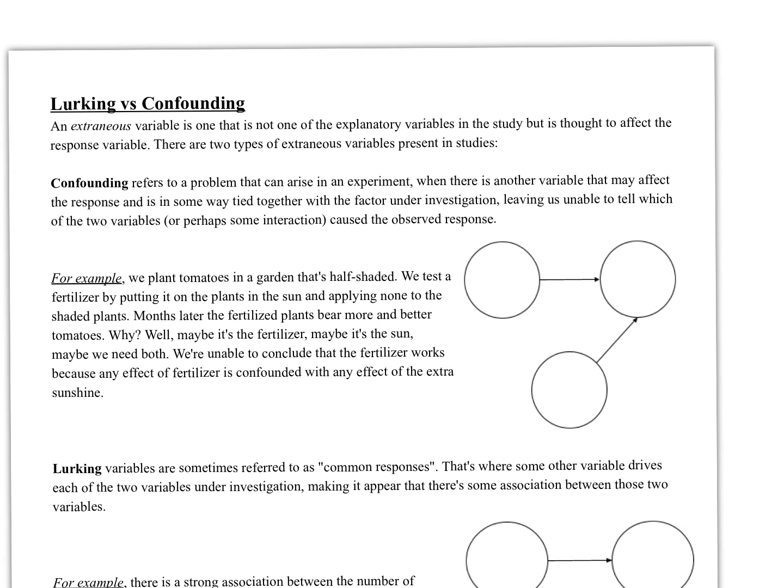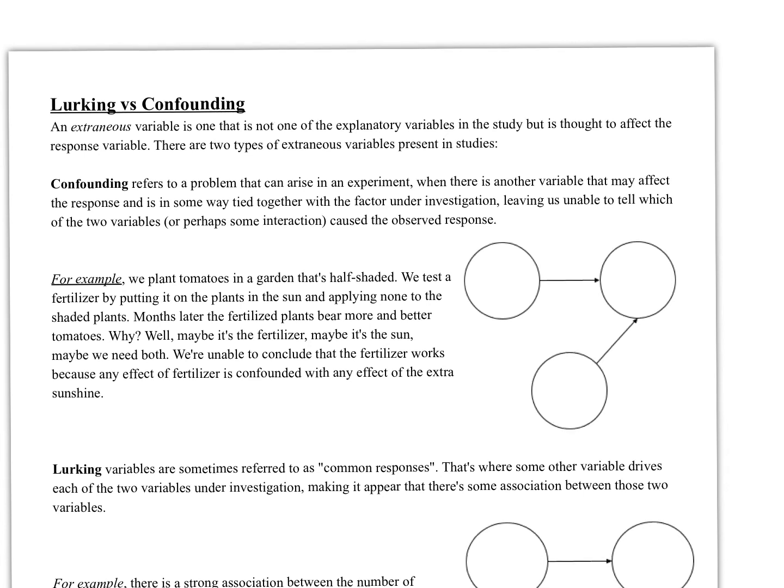So for example, we plant tomatoes in a garden that's half shaded. We test a fertilizer by putting it on the plants in the sun and applying none to the shaded plants. Months later, the fertilized plants bear more and better tomatoes. We want to know why. Well, maybe it's the fertilizer, but maybe it's the sun. Maybe we need both. So we're unable to conclude that the fertilizer works because any effect of the fertilizer is confounded with any effect of the extra sunshine. So in this case, the fertilizer and the sun could both be variables that lead to more tomatoes.